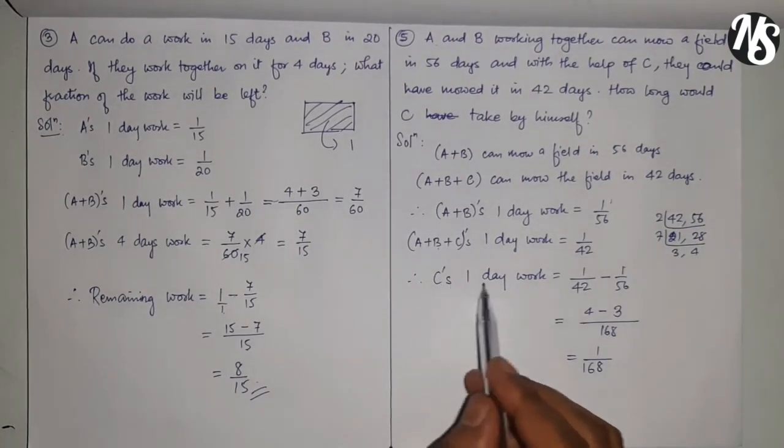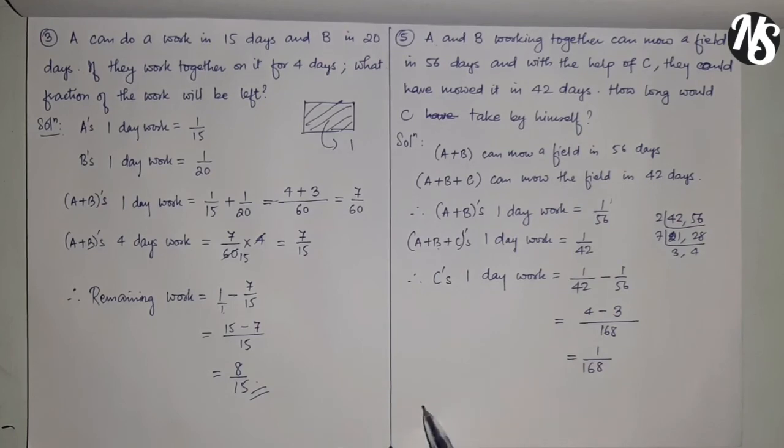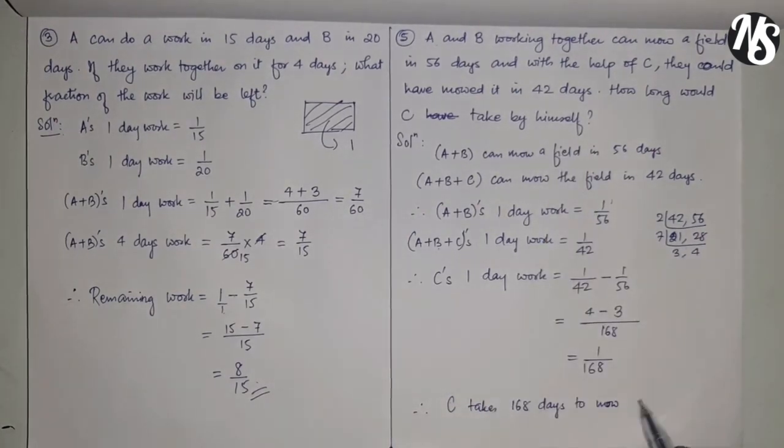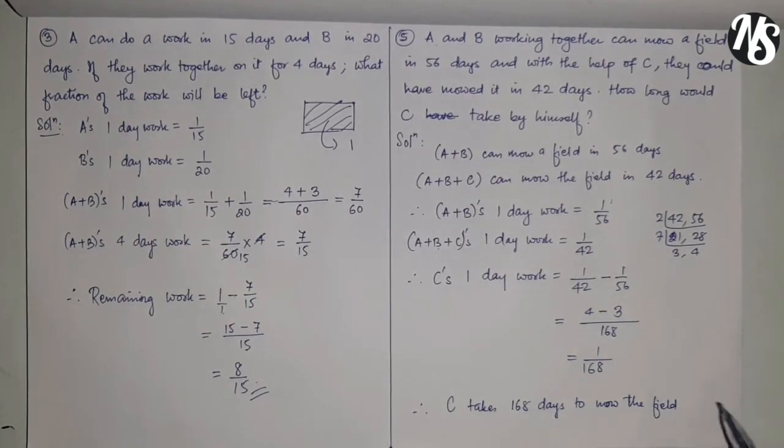That means C's 1 day's work is this much. Now if C finishes only this much part in 1 day, then C takes the reciprocal of this. Remember formula number 2. Using formula number 2, C takes 168 days to complete the work, and your work is to mow a field. So to mow the field, C takes 168 days to complete the work. So this will be my answer for this particular question.